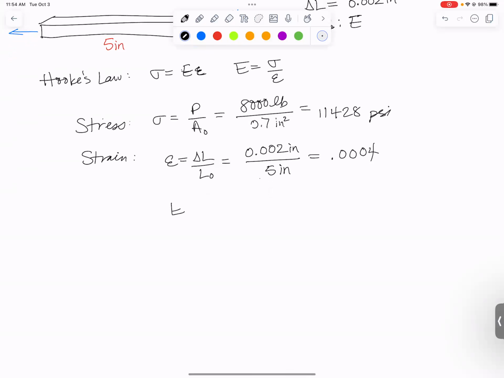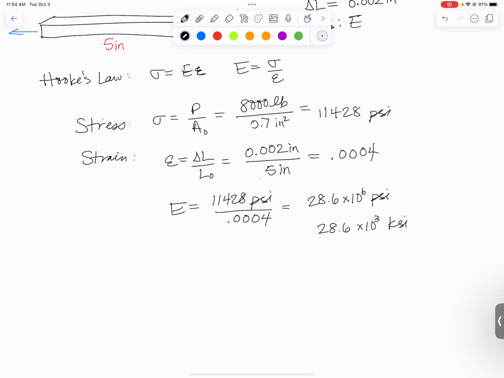So finally, my Young's modulus will be 11,428 psi divided by 0.0004. I should get a big number, and I do. I get 28.6 times 10 to the 6th psi, or we'll oftentimes use ksi because we deal with such big numbers. This is going to be 28.6 times 10 to the 3rd ksi, kips per square inch. So not too bad. 3 equations. They're very simple equations, no calculus involved here, and we're quickly able to get the answer.